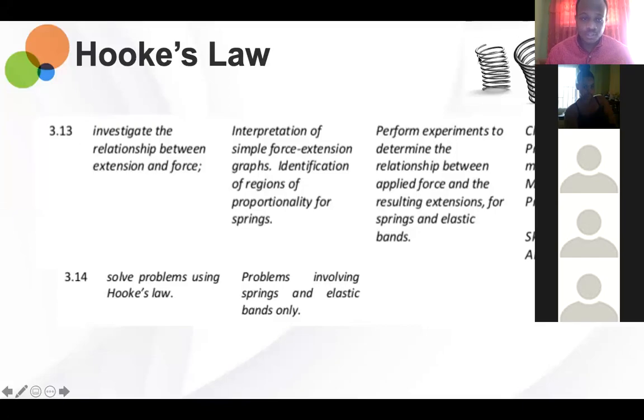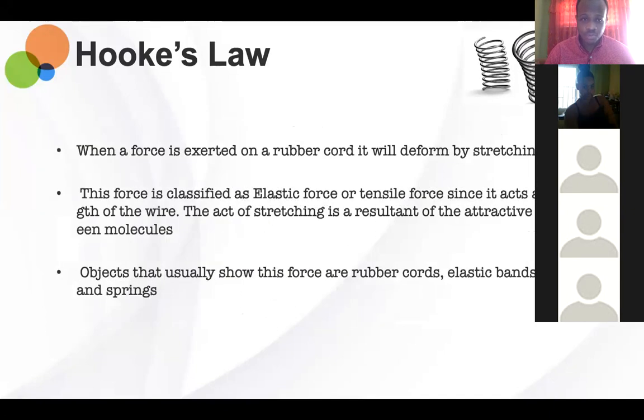All right, so I want to investigate the relationship between extension and force and essentially solve problems using Hooke's law, right? This is not a hard topic, it's very easy. We should be able to complete it or complete most of it today.